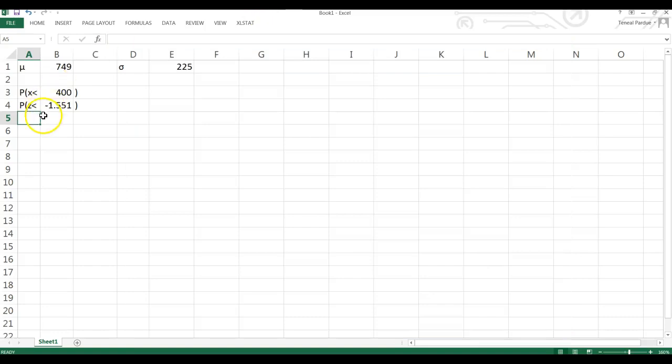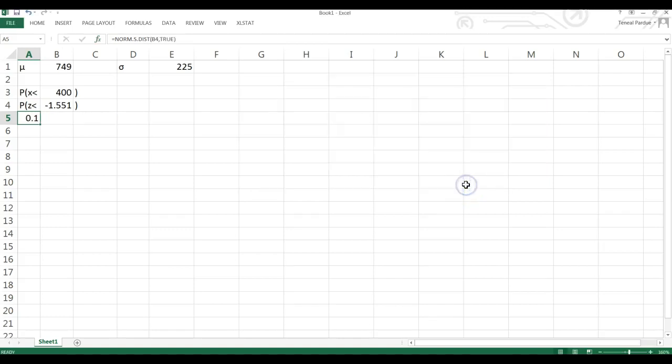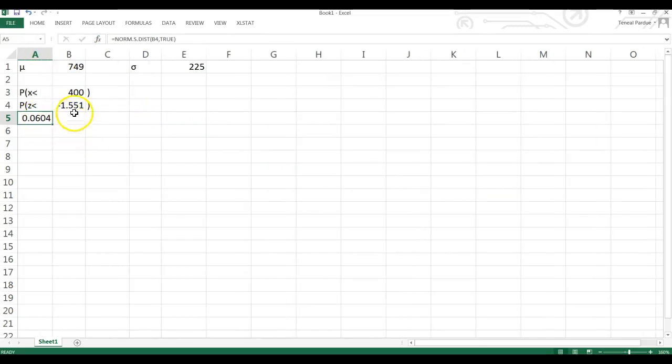So we're looking for less than, and to do that, we're going to do norm.s.dist, and we type in the value of z, true, and that is less than, so we don't have to do any conversion there. We make that a little bit bigger so we can see some more decimal places. So the answer there is 0.0604. So that's part A.